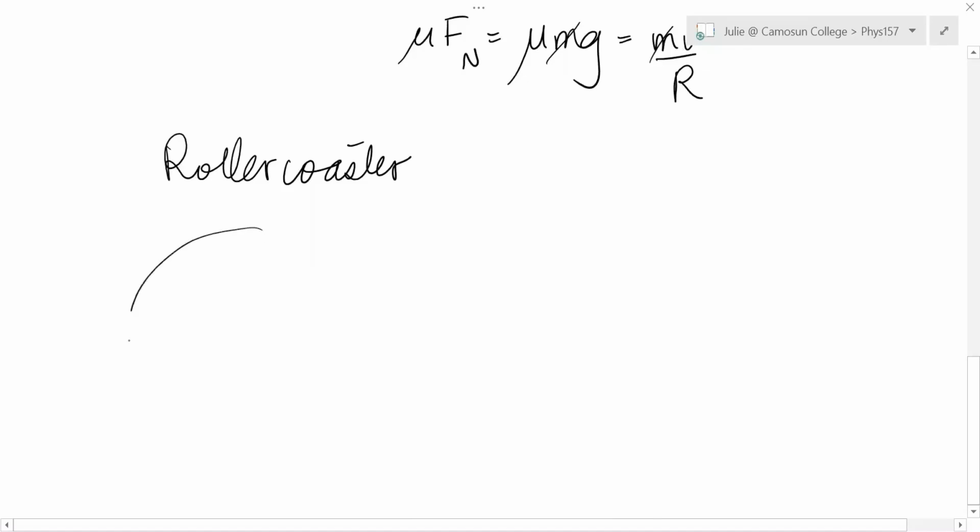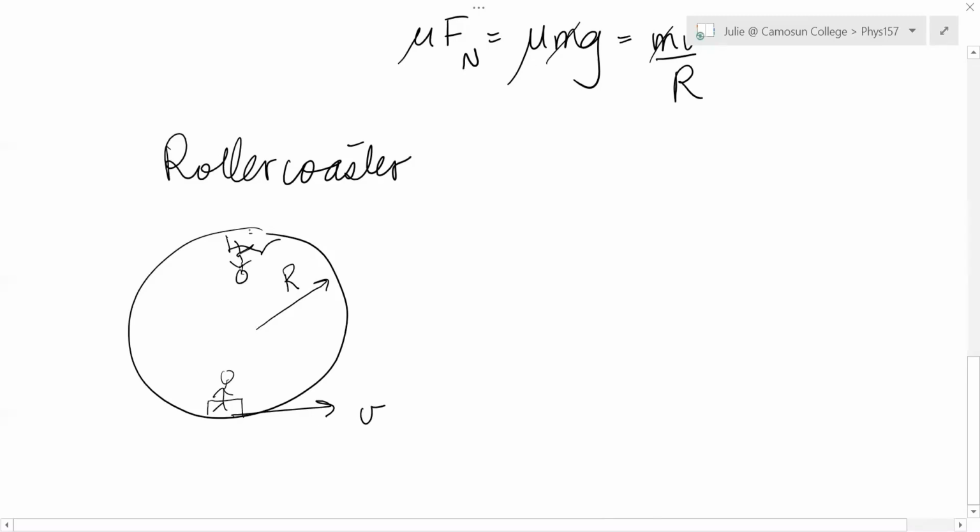Okay, now the roller coaster, that's when you go upside down. So when you're at the top, you're upside down, and hopefully you have a strap on so you don't fall out. But if you're going fast enough, you don't even need the strap. And then at the bottom, you're right side up. And this is the radius of the circle. And your speed, let's assume we're going around like this. Doesn't matter which way you're going around.